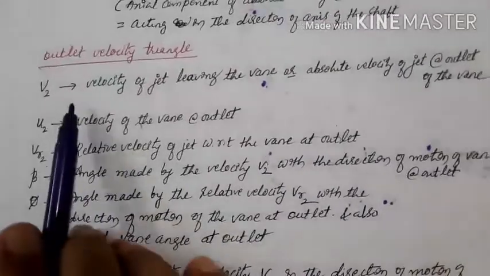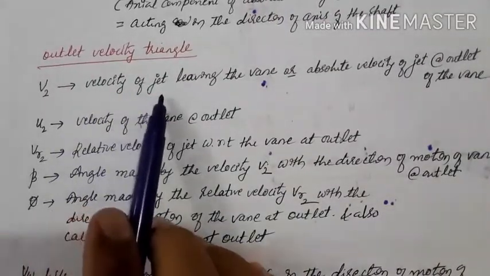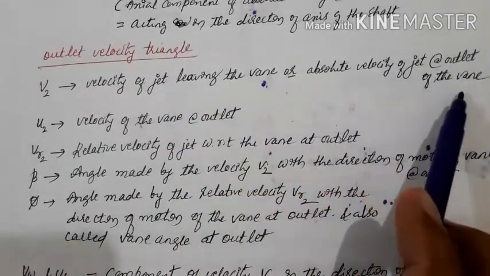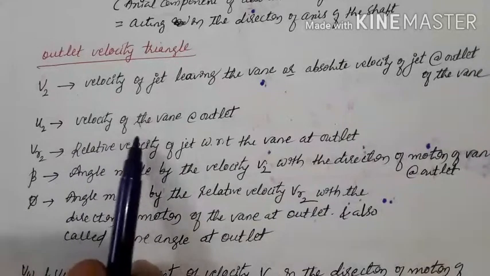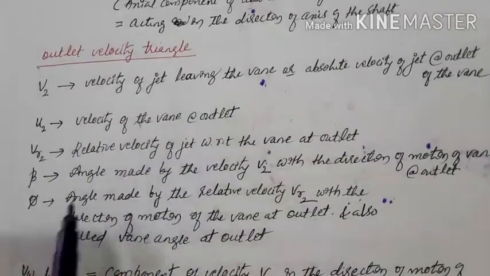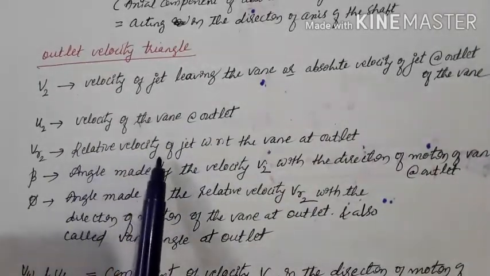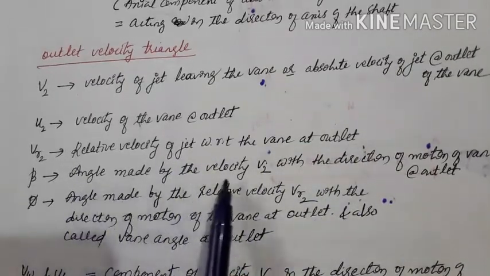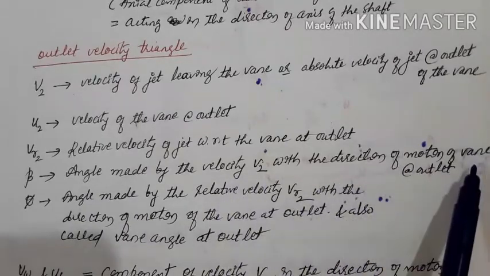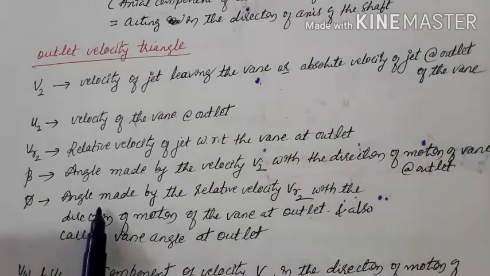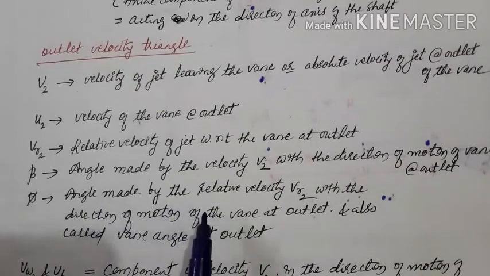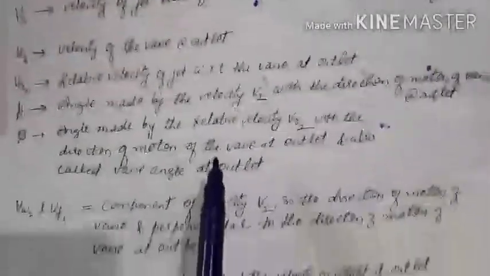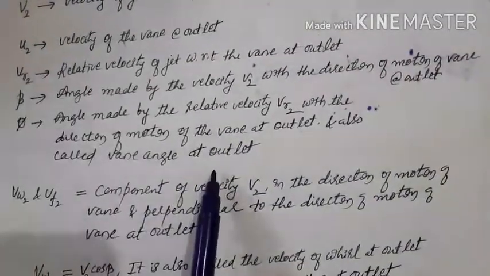Similarly, for the outlet velocity triangle, V2 represents the velocity of jet leaving the vane, or the absolute velocity of the jet at outlet of the vane. Then U2 is the velocity of the vane at outlet. Vr2 represents the relative velocity of jet with respect to the vane at outlet. Beta represents the angle made by the velocity V2 with the direction of motion of vane at outlet, and phi represents the angle made by the relative velocity Vr2 with the direction of motion of vane at outlet, also called the vane angle at outlet.